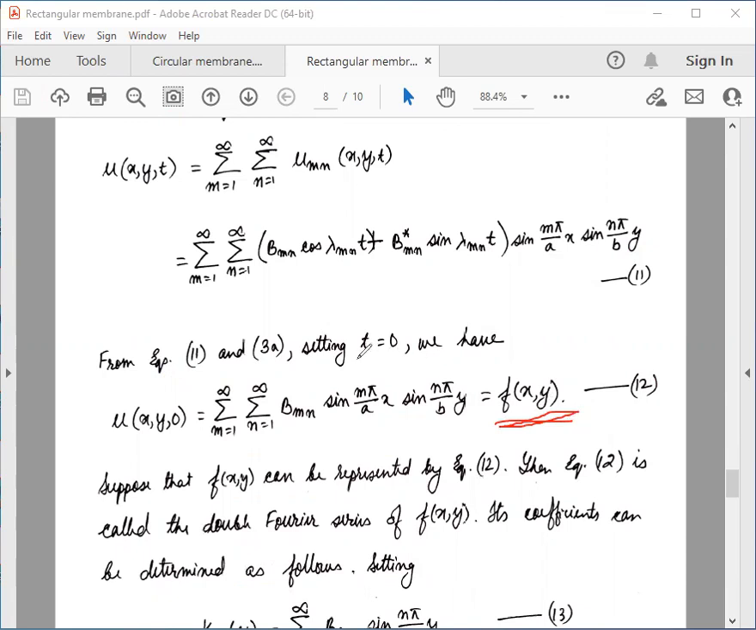To obtain the initial displacement, we put t equal to 0 in the expression for u. Then cos 0 is 1, and sin 0 is 0, so only this term remains. So we have Bmn sin(m pi x by a) sin(n pi y by b), and from the given initial condition, this should be equal to f of xy.